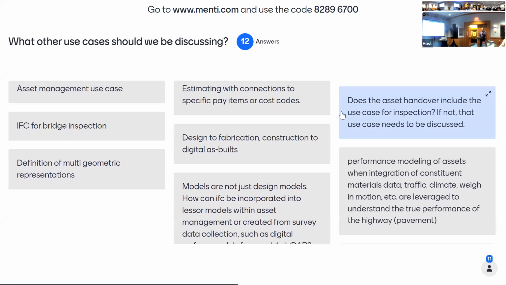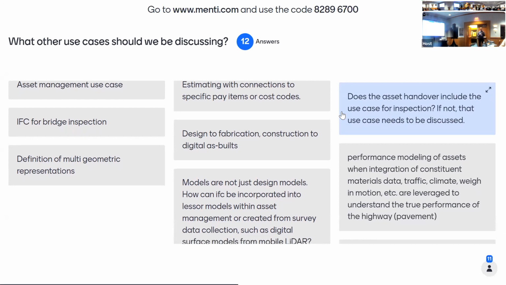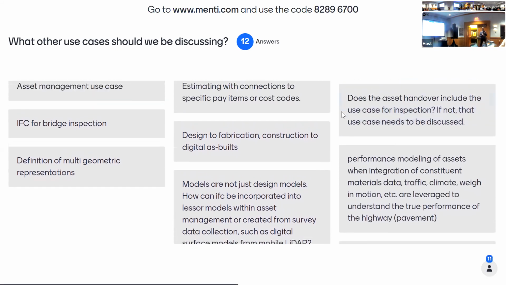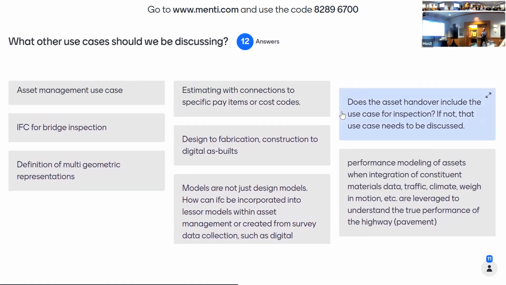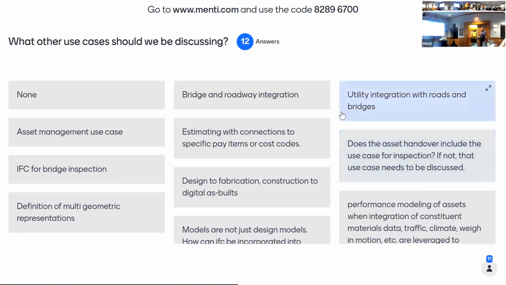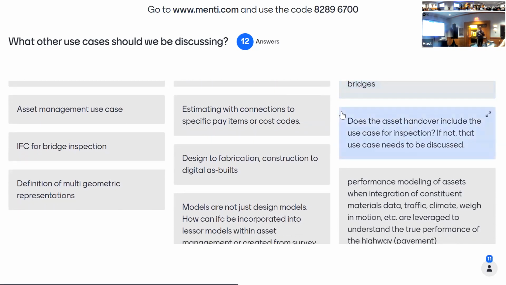Again, I see the bridge inspection really requires the appropriate property sets to be attached to the entity so that you can record the inspection data, including images. Definition of multi-geometric representation, that question came up. I don't know how widely it's used. I don't know whether you have a view on that, Roger. I'm not sure how many people actually have used multiple geometric representations of entities in IFC, but the schema allows it. So you can have simultaneous data, very simplified representations or even complex ones. It would be simply associated with the geometry representation with the object. I'm not sure how widely it's implemented.